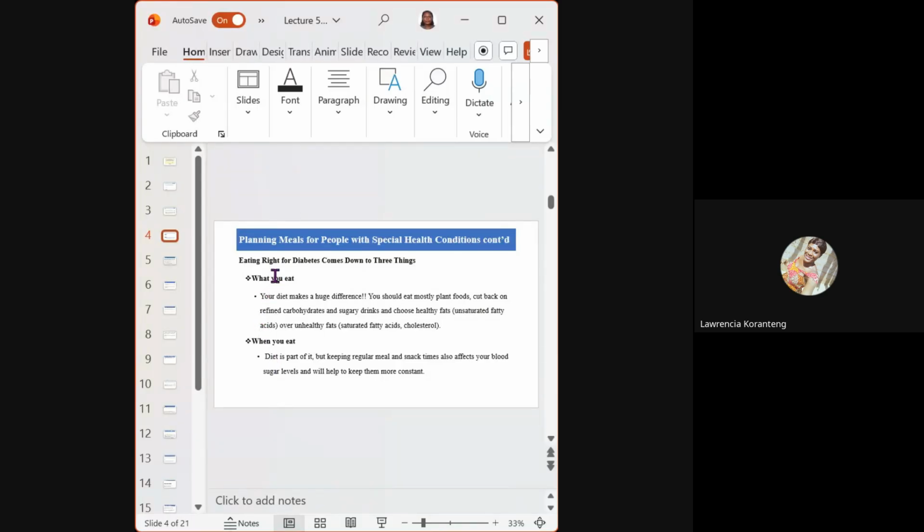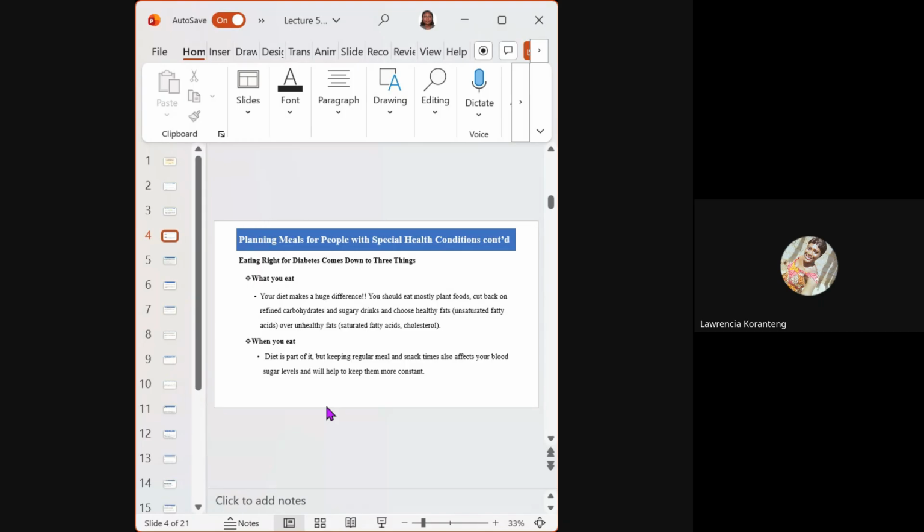So when you are planning a meal for a diabetic person, what should you do? What to eat is the issue. A lot of people are confused about what to eat during diabetes. You are supposed to eat everything. Everything in nutrition is good. It is one of the principles of nutrition, depending on how you put it. So there are no good or bad foods. Your diet makes a huge difference.